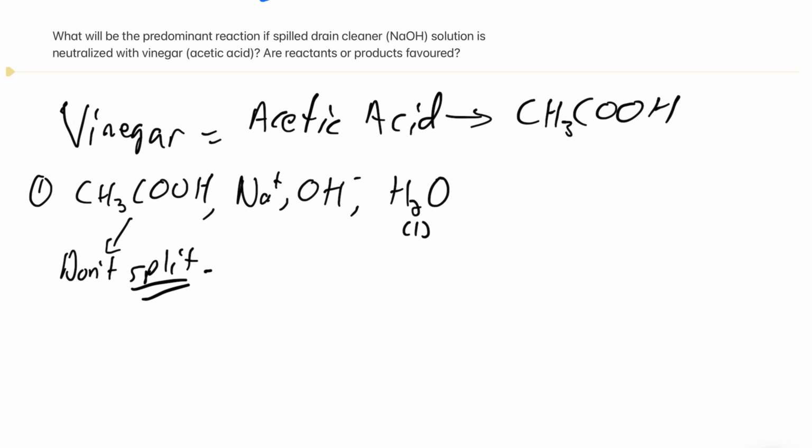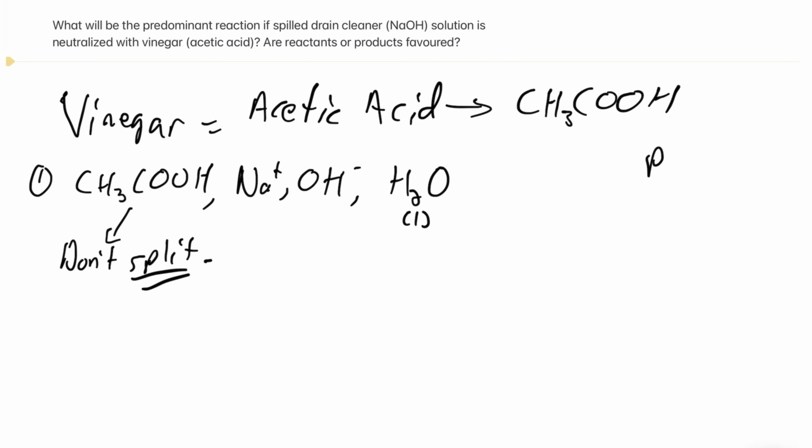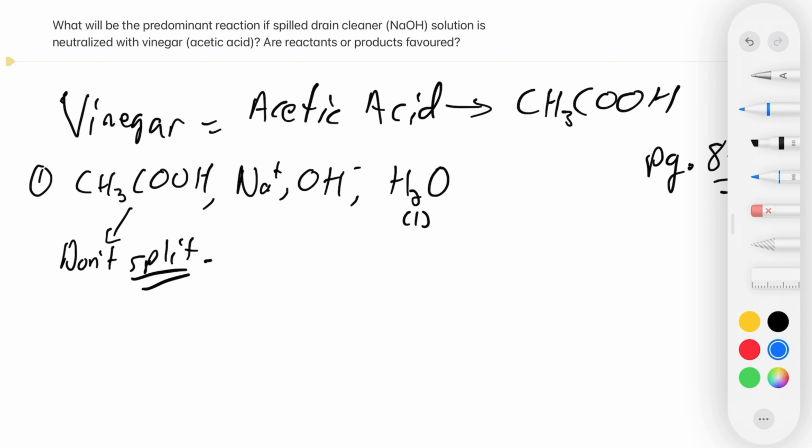The next thing that we're going to do is looking in our data booklet on pages 8 and 9. We're going to determine which one of these are acids and bases. And so for step 2, our acids are going to be in red and our bases are going to be in blue. And so here is an acid. This is also an acid. H2O is a base, hydroxide is a base, and Na plus is not there, so it's a spectator ion.